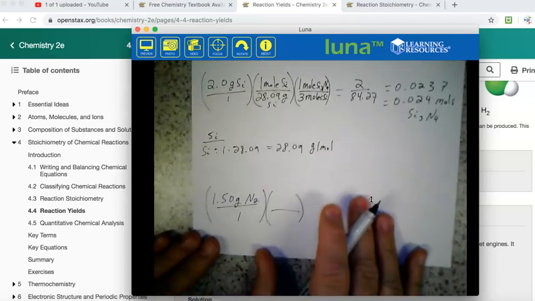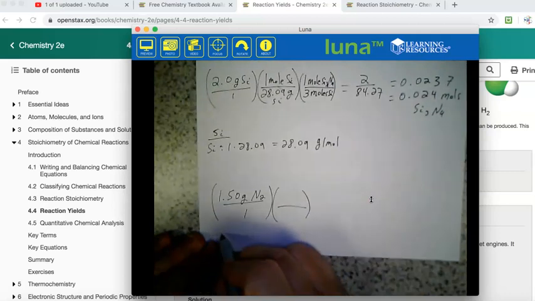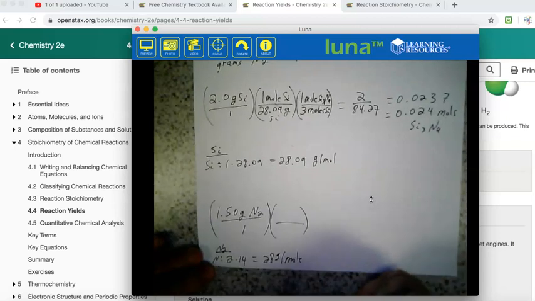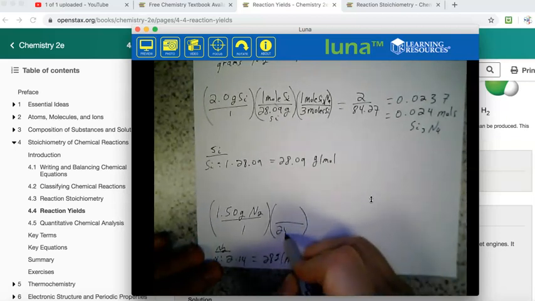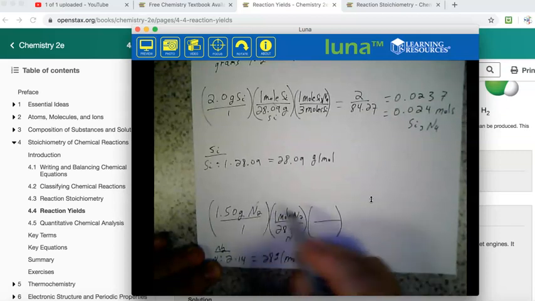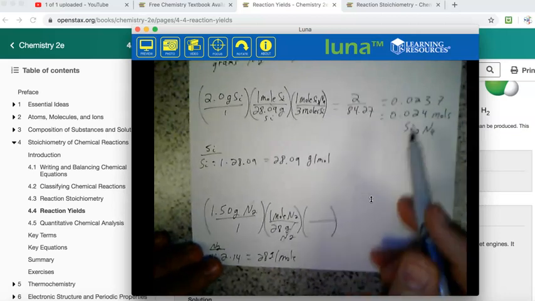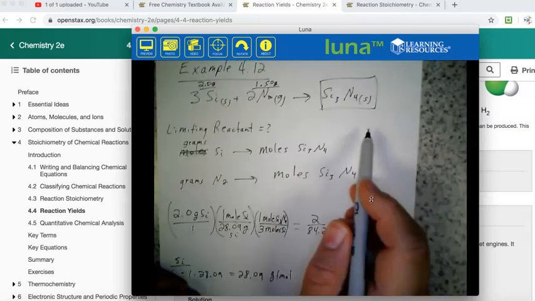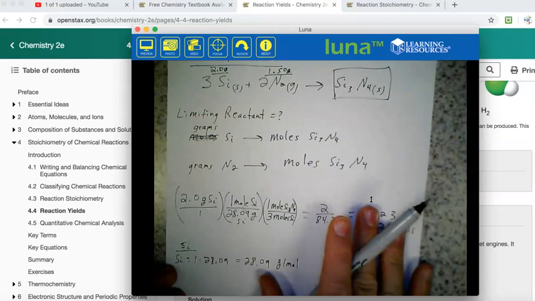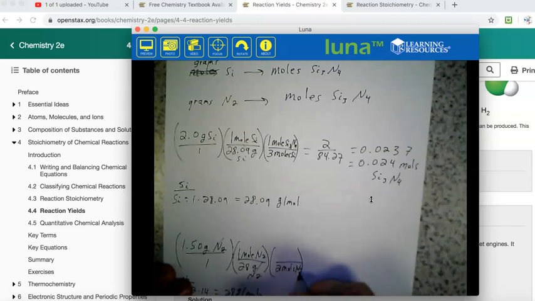Okay, so I need to go from grams of N2 to moles of N2. So N2, there's 2 times 14, so that's 28 grams per mole. Alright, so 28 grams of N2 is equal to 1 mole of N2. Now moles of N2 to moles of Si3N4, so I have to look at my chemical equation here. So 2 moles of N2 will make 1 mole of Si3N4.